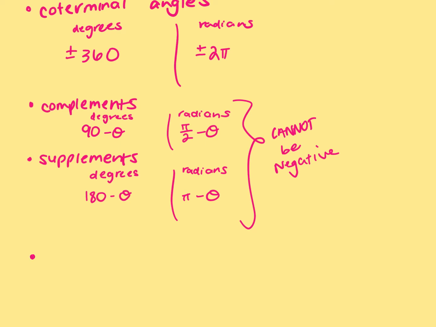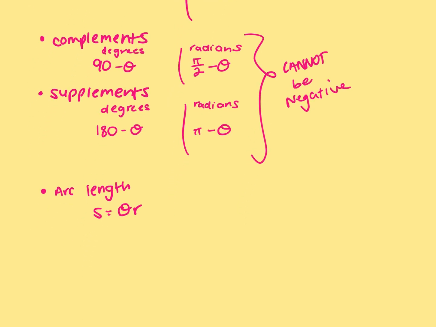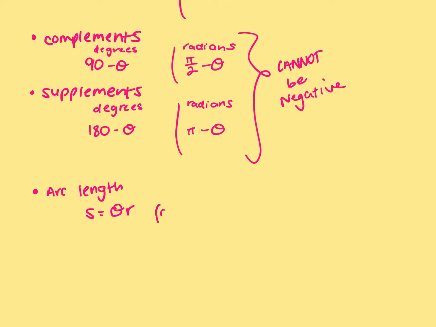And then also in this section was arc length. And this is s equals theta times your radius. And theta must be in what? Good, radians. So if I give it to you in degrees, you're going to convert it to radians and then multiply it times the radius. All of that is exact. None of that requires a calculator.